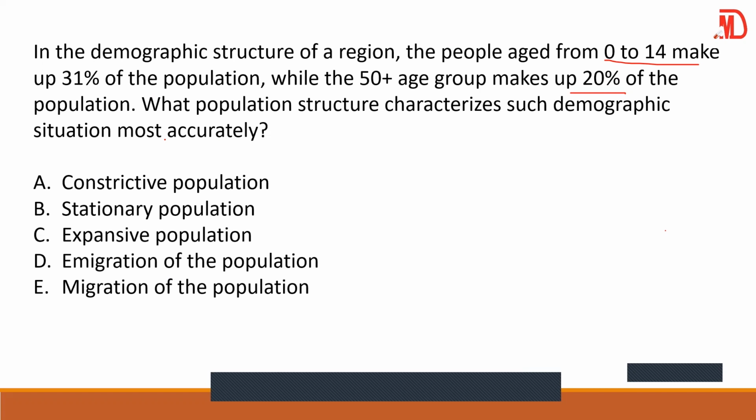So over here, since the 0 to 14 group is 31%, it's a lot. So it has an expansive or a growing or a progressive population. And that is over here. Your answer is C, expansive population.